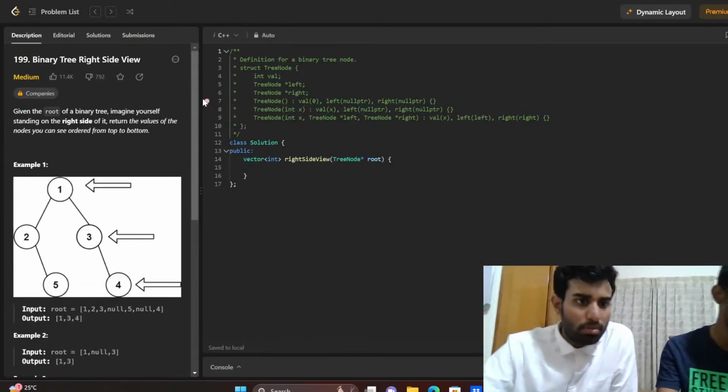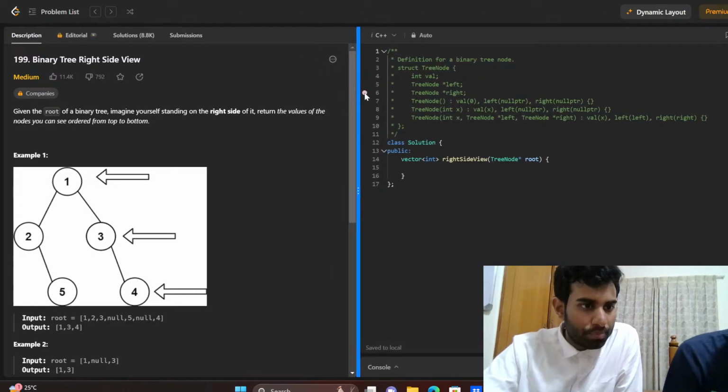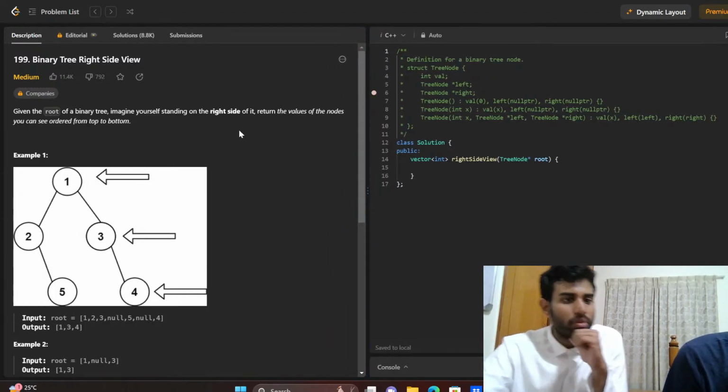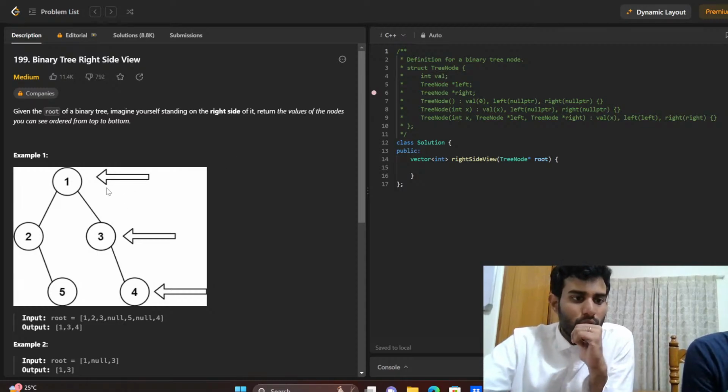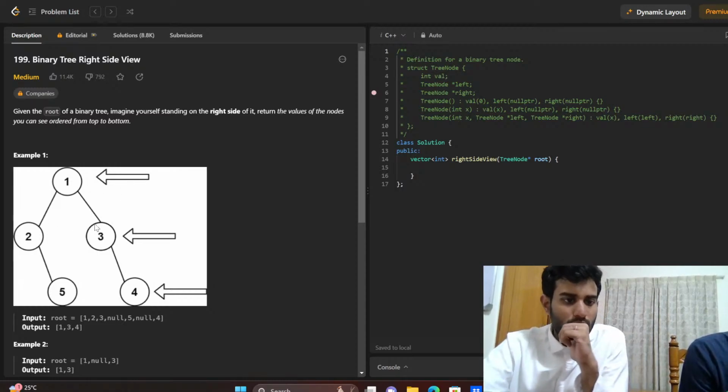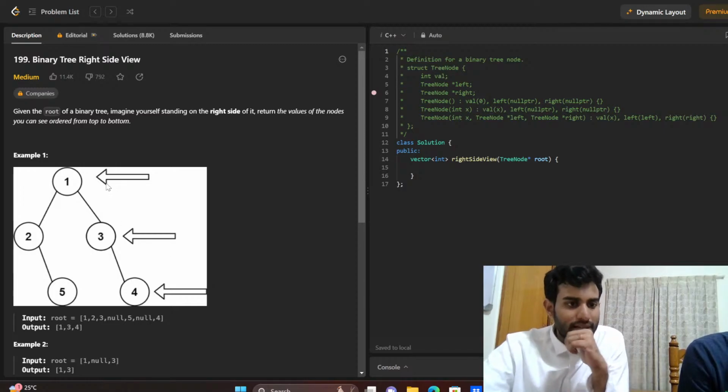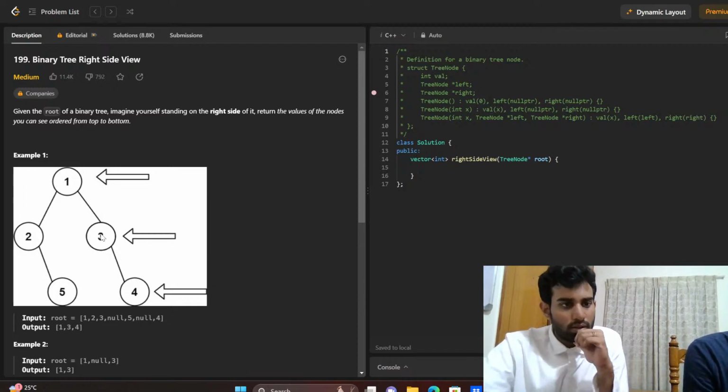The next question is called binary tree right side view. And here it's given the root of a binary tree. We have to return the right side view of it. Here, if you look at the tree, it has 1, 2, 3, 5, and 4. And the right side view is essentially the nodes 1, 3, and 4.